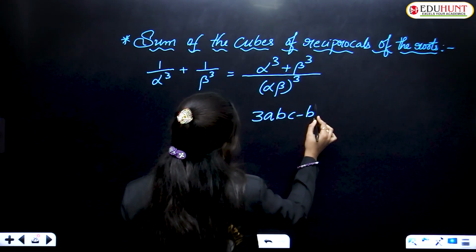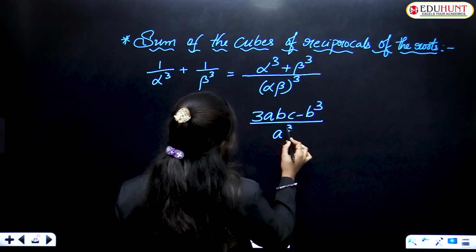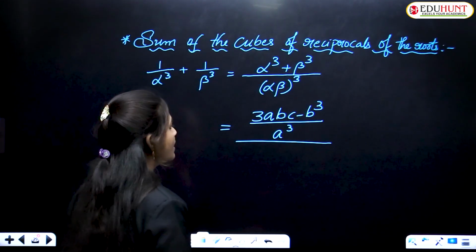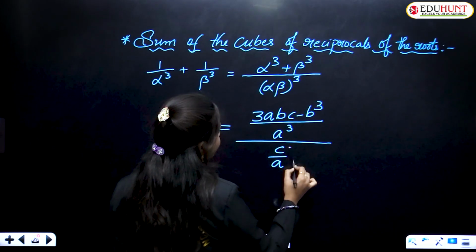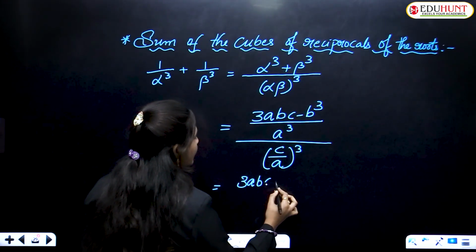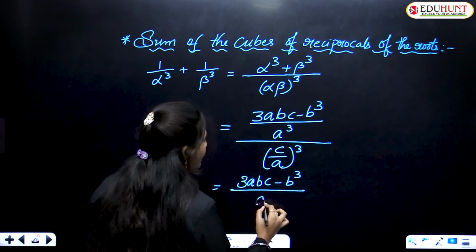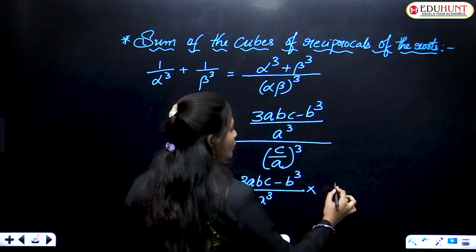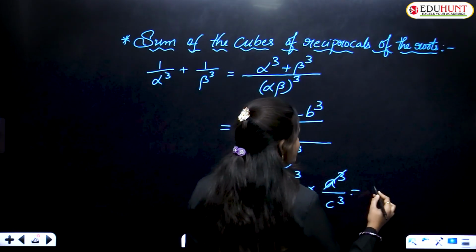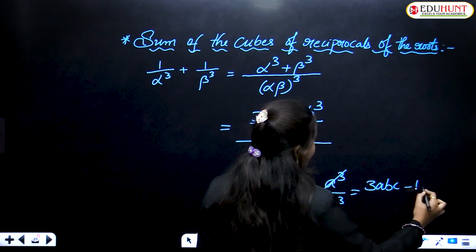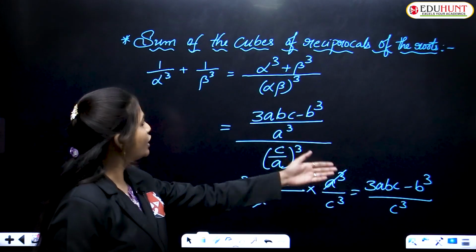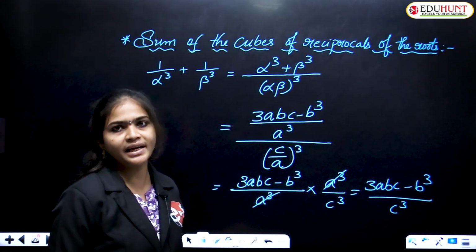3abc minus b cube by a cube whole by, here alpha beta means product of the roots. So product of the roots value is c by a whole cube. Which is equals to 3abc minus b cube by a cube into its reciprocal, a cube by c cube. So a cube and a cube get cancelled, which is equals to 3abc minus b cube by c cube. Am I clear to you? So this is the value of 1 by alpha cube plus 1 by beta cube.